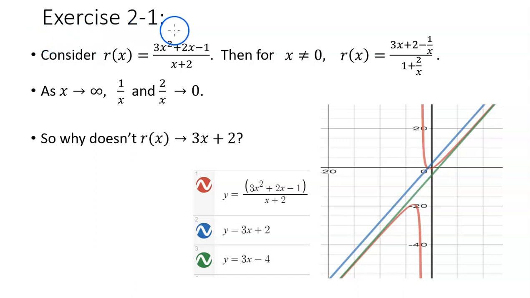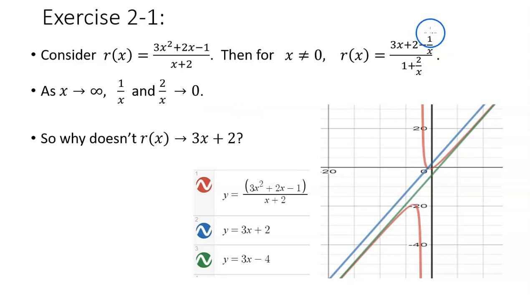Exercise 2.1. Consider r of x equals (3x squared plus 2x minus 1) divided by (x plus 2). Then, for x not equal to 0, we have that r of x is equal to (3x plus 2 minus 1 divided by x) over (1 plus 2 divided by x).